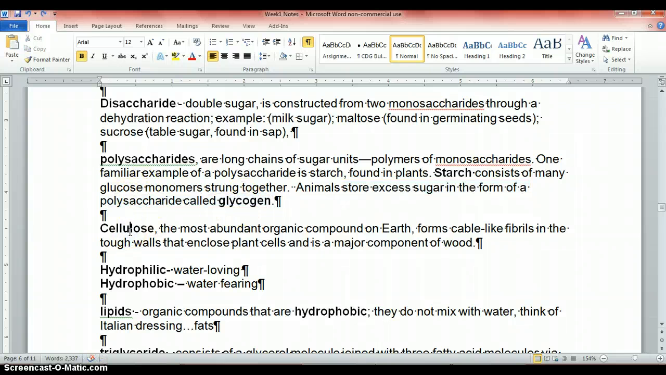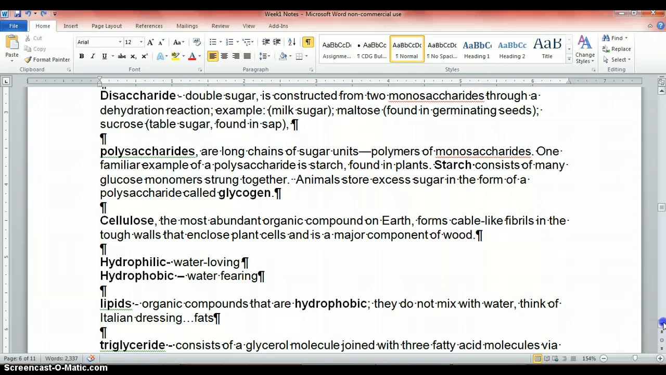For cellulose, this is the most abundant organic compound on Earth because it is what forms the tough walls that enclose plant cells. Our plants do not have a skeleton, so they have to use these polysaccharides to create their strength. And we've got a lot of plants out there, so that's a lot of cellulose.